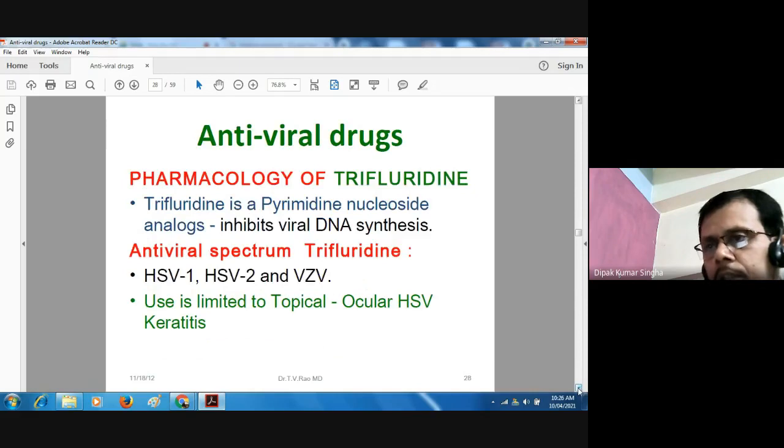These are the side effects. And this is the pharmacology of trifluridine, which is a pyrimidine analog. These pyrimidine analogs inhibit viral DNA synthesis. The antiviral spectrum of trifluridine includes HSV-1, HSV-2, and VZV. It is limited to topical ocular use, that means in case of the eye, and HSV infections.